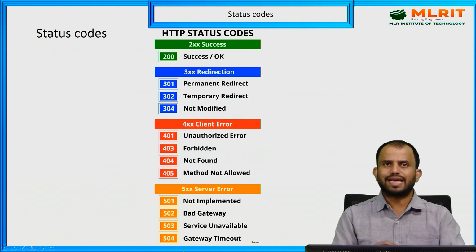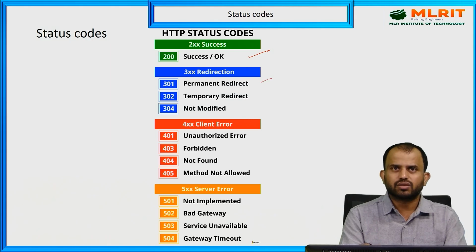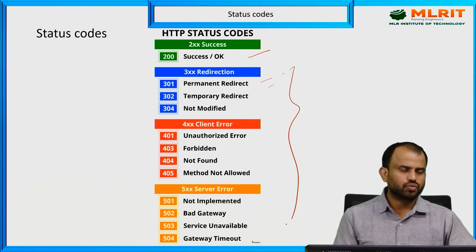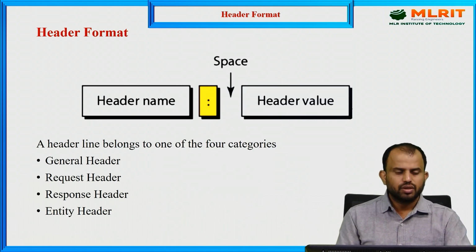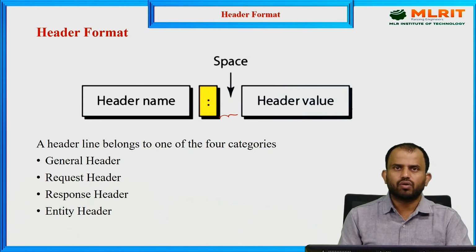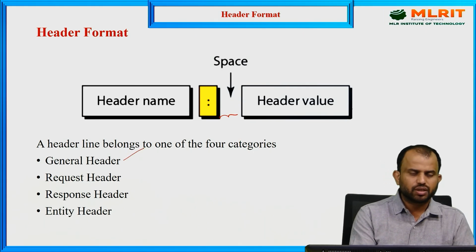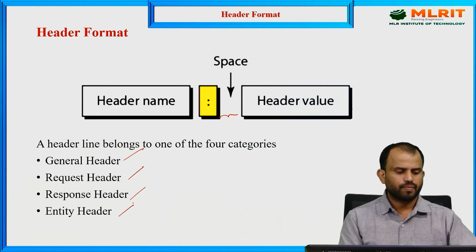These are sample status codes. Getting 200 means success, and getting 301 means a permanent redirect, or a temporary redirect for 302. There are a number of different kinds of status codes available. And what is the header format? The header consists of a header name, then a colon, then a value. The header line may be a general header, request header, response header or entity header.